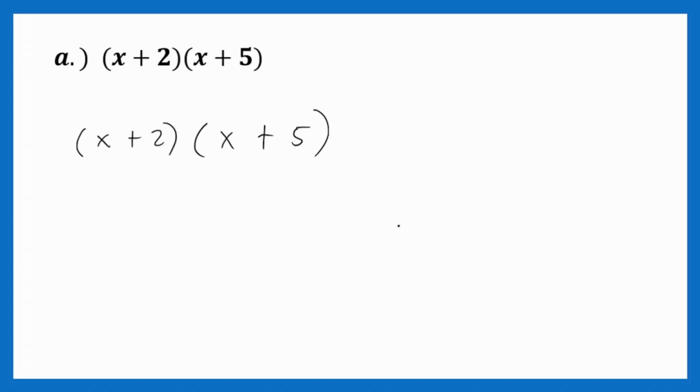Kapag sinabing first, eto, you have to treat this separately. So, ano yung first dito? Ano yung una dito? Eto. Diba? Eto yung una dito. Eto yung una doon. So, kapag hinahanap yung first sa FOIL method, alright? So, you're just going to multiply this one, saka this one. Alright? So, that's it. First dito, tapos first doon. Okay? So, yun yung sinasabi dito na first.